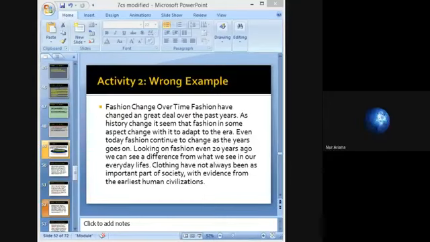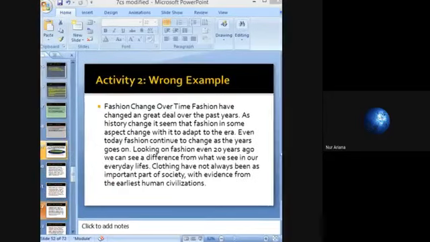Yes, another mistake in the first sentence, by the way. It should be fashion has changed. Then fashion has changed a great deal over the past year. It should be fashion has changed to a great extent over the past years. Both are acceptable then. As history changes, it seems that fashion changed. Who's saying change? Why change and why not changes?